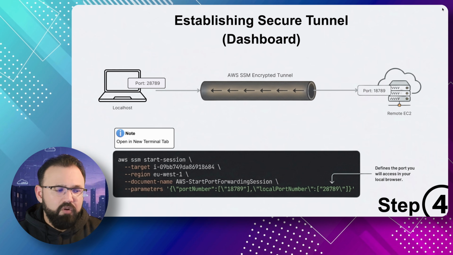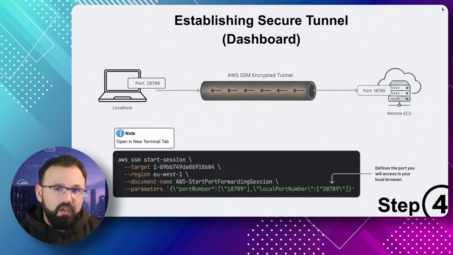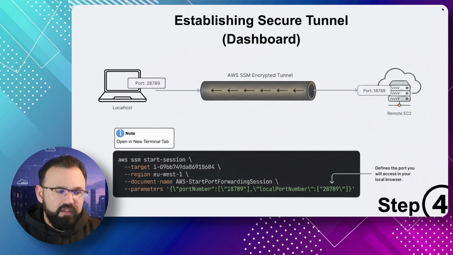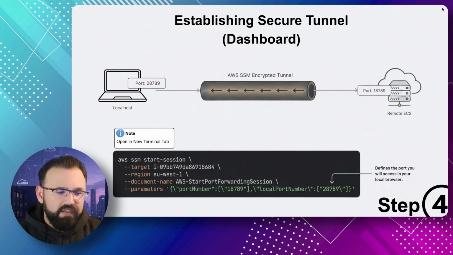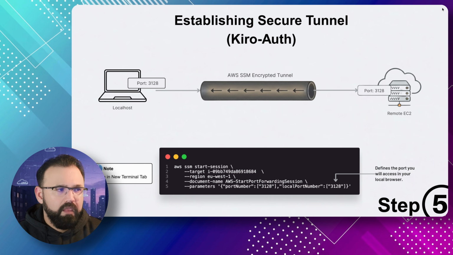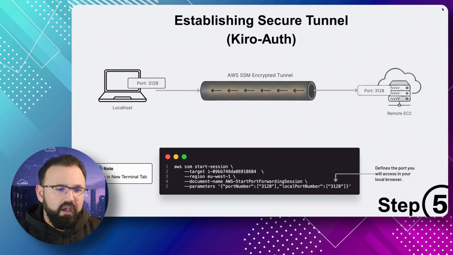Since I'm already running the OpenClaw gateway on my machine, the current port is already utilized. That's why I'm changing to 28789. For Kiro auth, there's also another port which is needed.